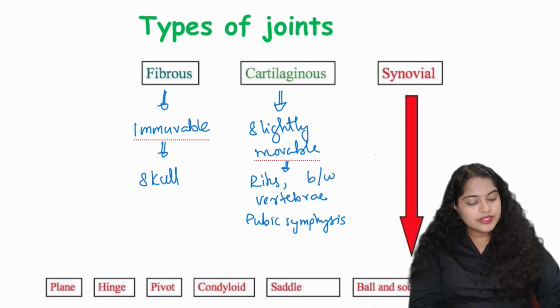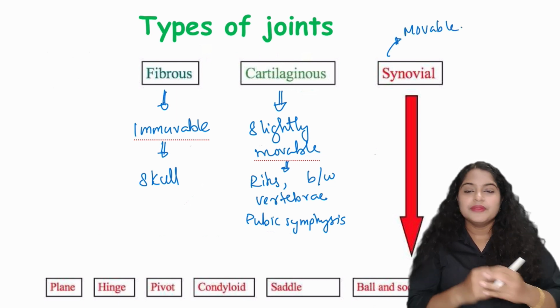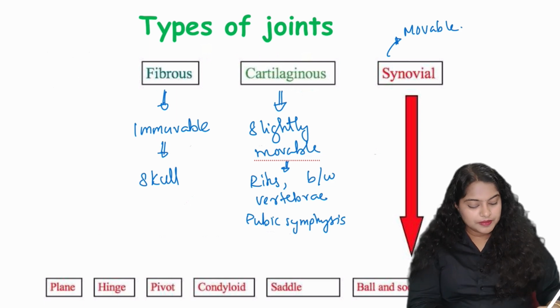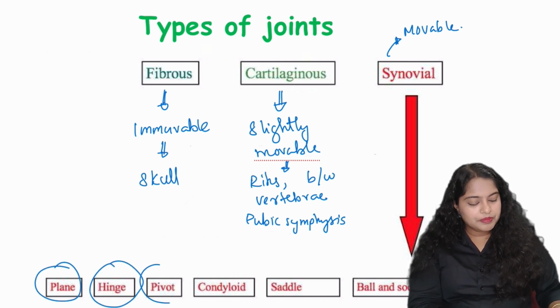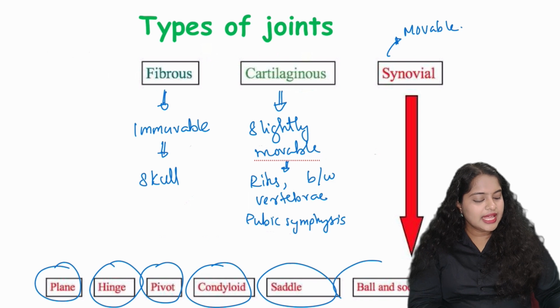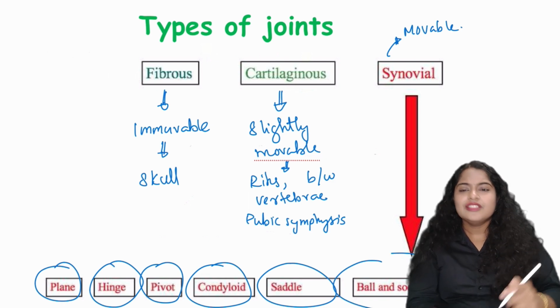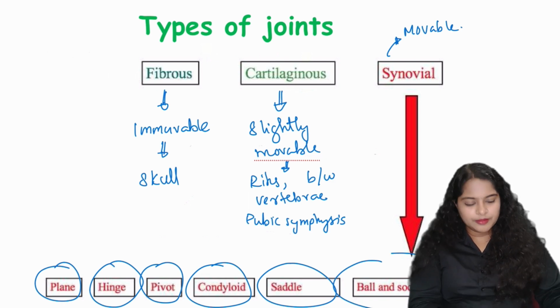And the type of joints which are easily movable is called the synovial joint. And there are 6 types of synovial joint. There are the plane, hinge, pivot, condylar, saddle and ball and socket joints. So now we will see the structures and learn about them in more detail.